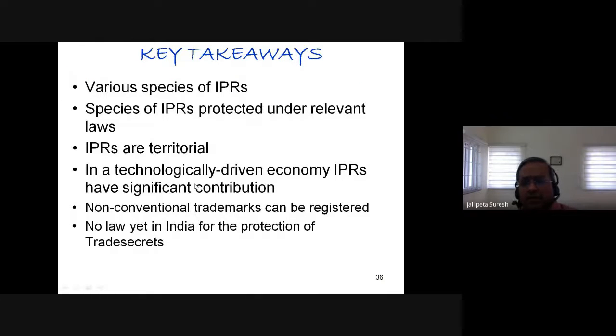Okay. Now, key takeaways from this are that intellectual properties or knowledge goods have various species. Species are protected under relevant laws. IPR laws are territorial. And in a technologically driven economy, IPRs have significant contribution. And as I said, non-conventional trademarks can be registered. And there is no law yet in India for protection of trade secrets. So with this, I try and wind up this session so I can take questions from your side.